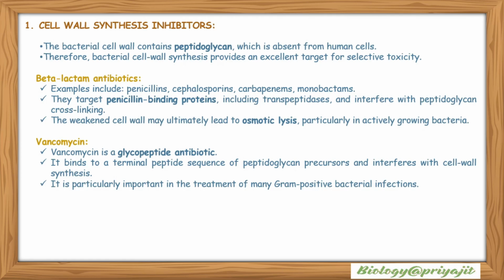Beta-lactam antibiotics, examples include penicillin, cephalosporins, carbapenems, monobactams, etc. They target penicillin binding proteins including transpeptidases and interfere with peptidoglycan cross-linking. The weakened cell wall may ultimately lead to osmotic lysis, particularly in actively growing bacteria. Vancomycin, which is a glycopeptide antibiotic, binds a terminal peptide sequence of peptidoglycan precursors and interferes with cell wall synthesis. It is particularly important in the treatment of gram-positive bacterial infections.